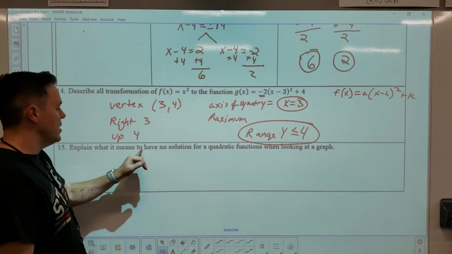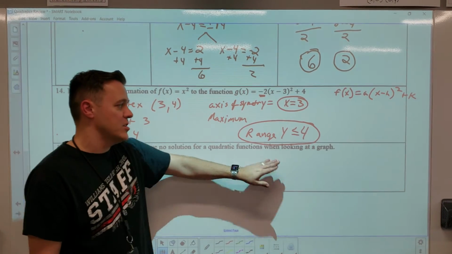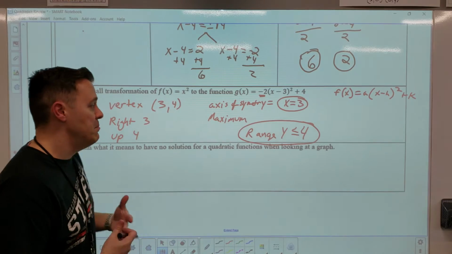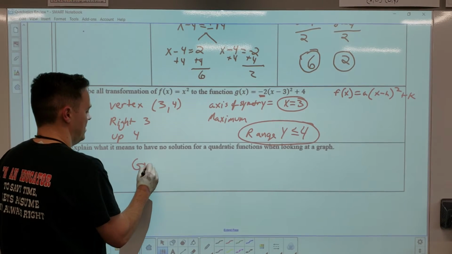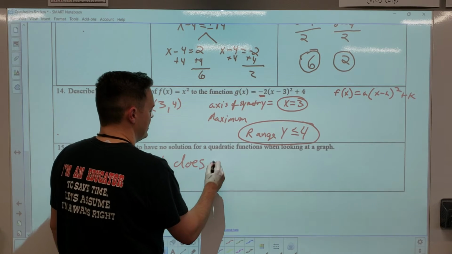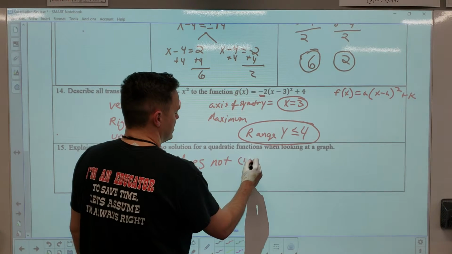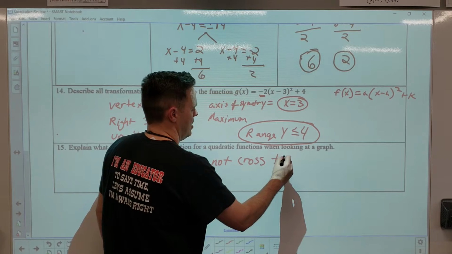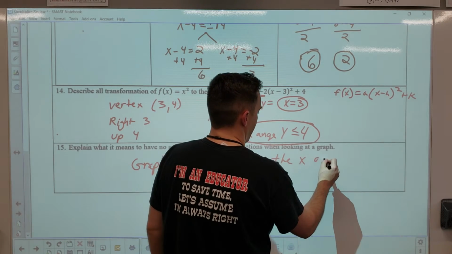And then explain what it means to have no solution for quadratic functions when looking at a graph. It means the graph does not cross the x-axis.